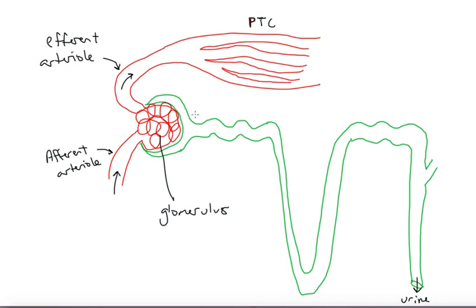Right, so let's label our segments here, right? So this was Bowman's capsule. Right, this guy, this first segment of nephron, is the proximal convoluted tubule. You should be very familiar from lab if you have lab right now. Then we're into the, right, we're going this way. So that's descending, then we're going back up, so that's ascending, so that's the descending and ascending limbs of the loop of Henle.